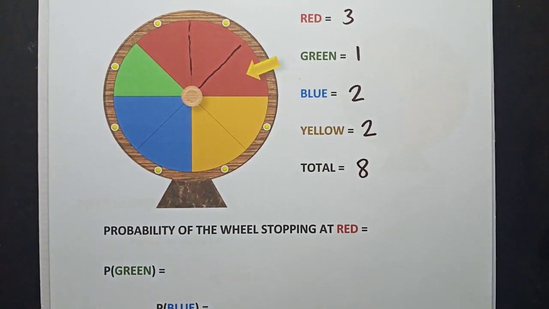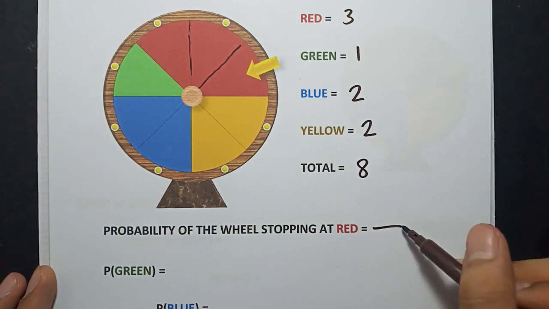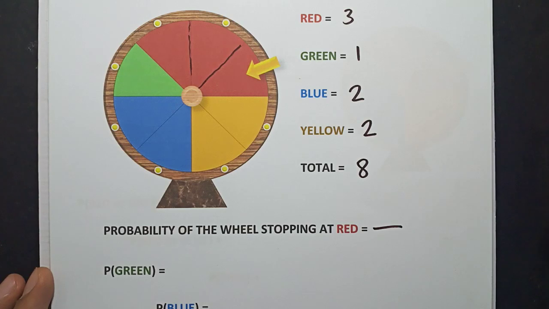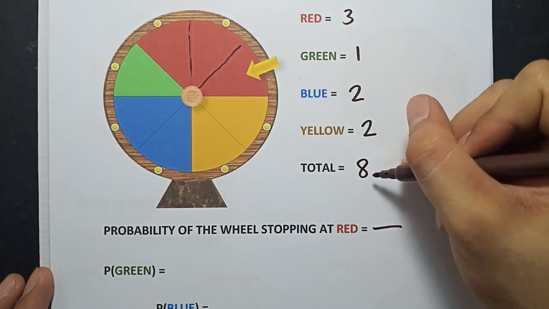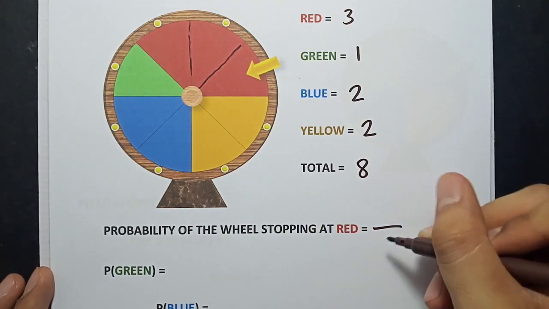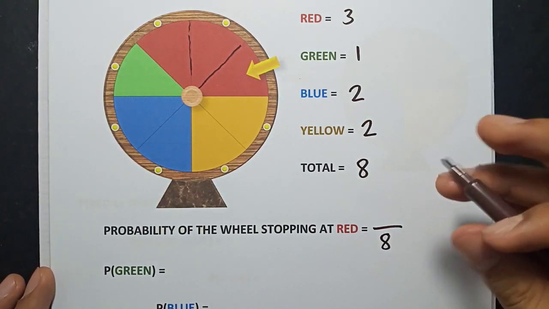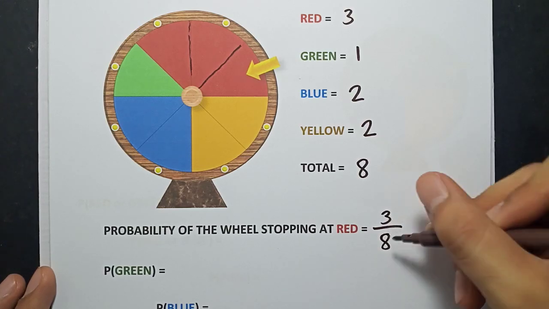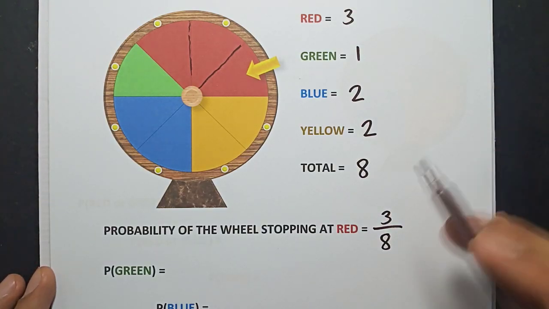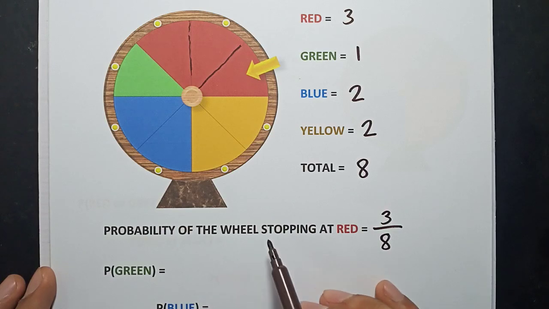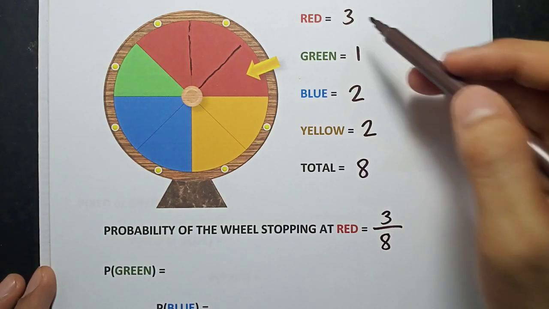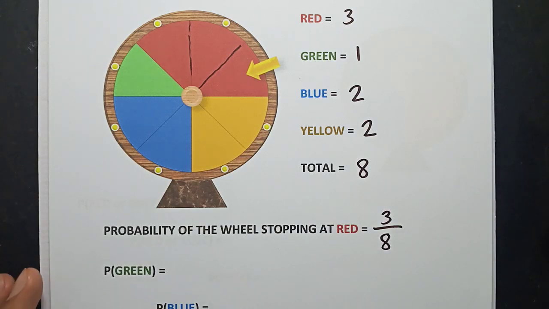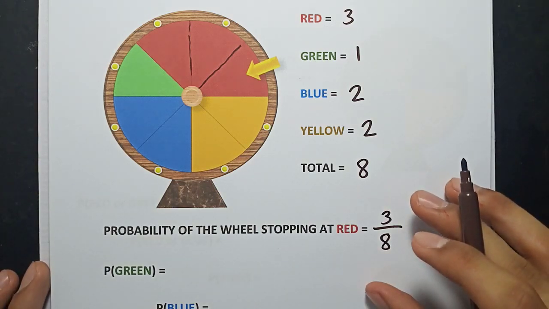Now, let's compute the probability of red. To do that, we just need to draw a fraction bar here. On the bottom part, the denominator, we have to put the total, 8, the total number of possible outcomes. Then, on the top part, the 3, because we're looking for the probability of getting red, the probability of the wheel stopping at red. So, how many are red? Three. Now, the answer for the probability of the wheel stopping at red is 3/8.